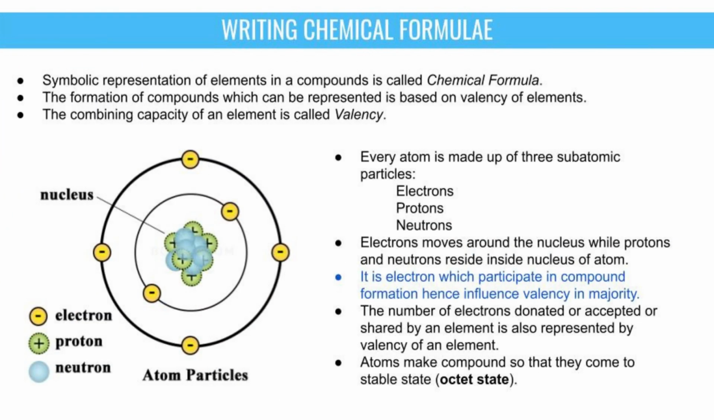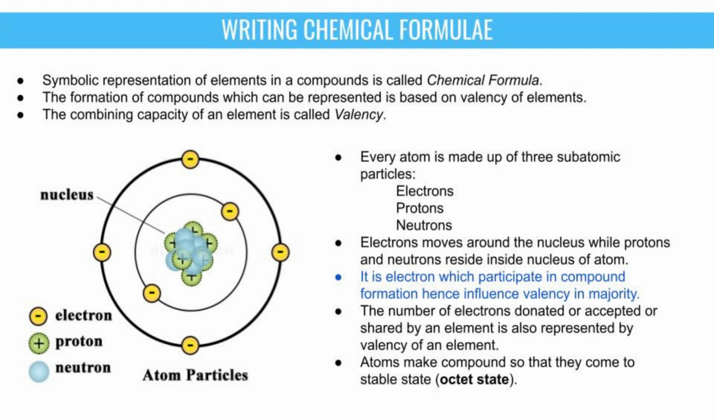Writing chemical formula. Symbolic representation of elements in a compound is called a chemical formula. The formation of compounds, which can be represented, is based on the valency of elements. The combining capacity of an element is called valency. Every atom is made up of 3 subatomic particles: electrons, protons, neutrons. Electrons move around the nucleus while protons and neutrons reside inside the nucleus of the atom.